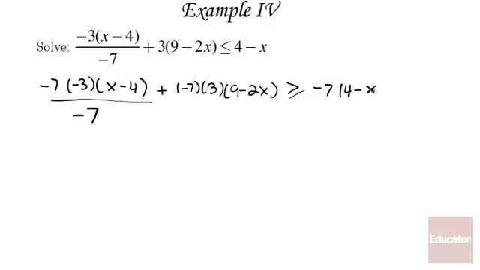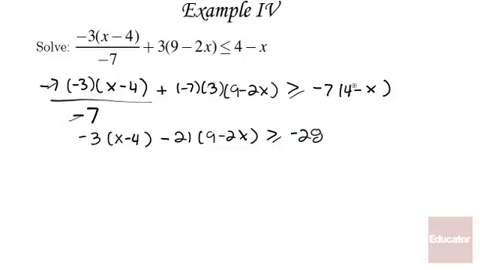times 4 minus x. Okay, this cancels. That gives me -3 times x minus 4. And this is -7 times 3, so that's minus 21 times 9 minus 2x. It's greater than or equal to -7 times 4, that's -28. -7 times -x, that's plus 7x.